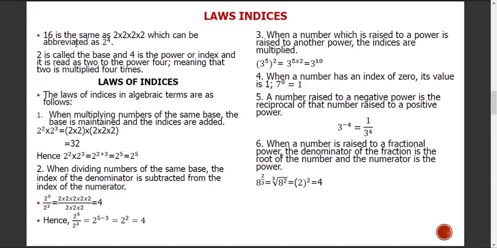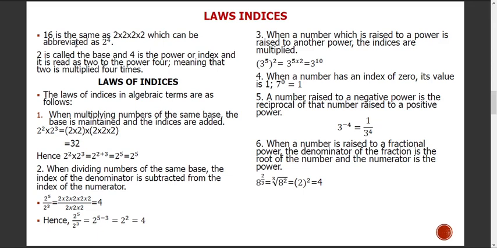So if, for example, I'm multiplying 2 to power 2 times 2 to power 3, we see that the bases are the same. The base is 2. So what I do is just to maintain my base, which is 2, and then add the powers. So I add 2 plus 3, which are my powers, and 2 plus 3 gives us 5.